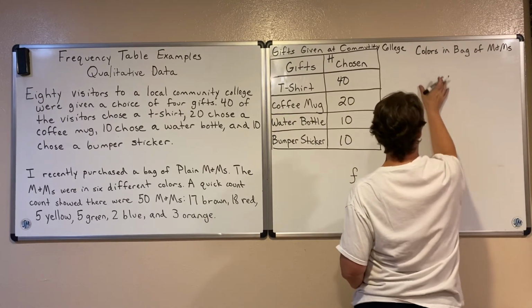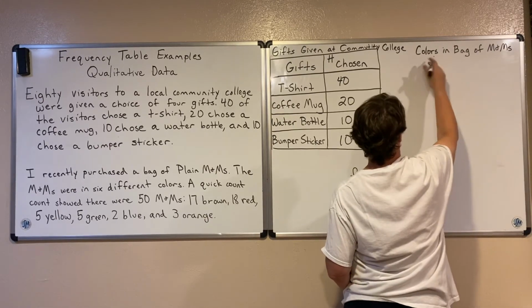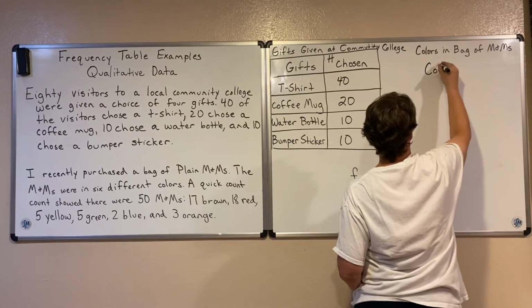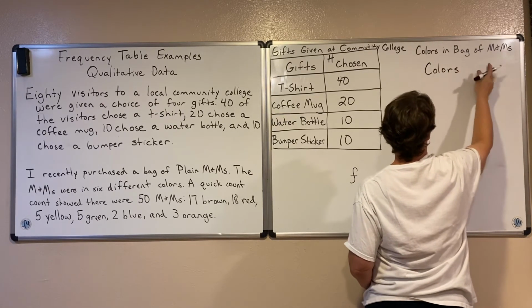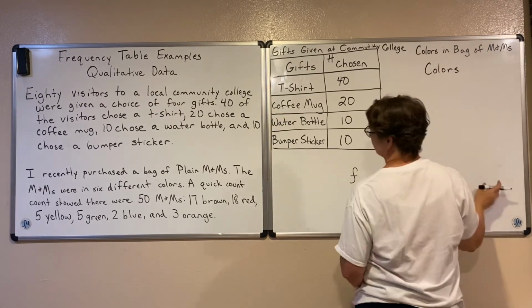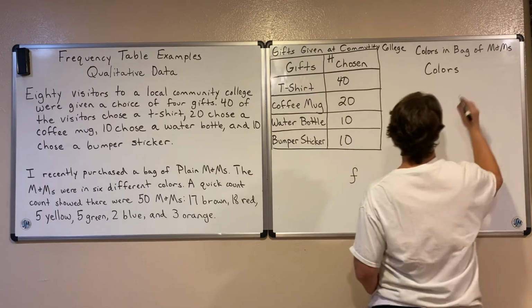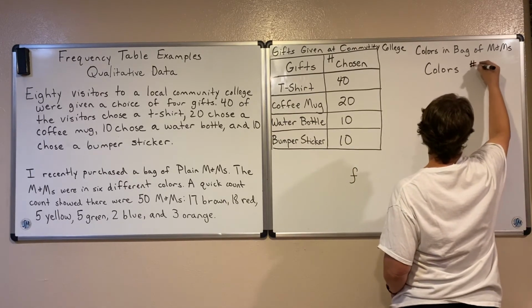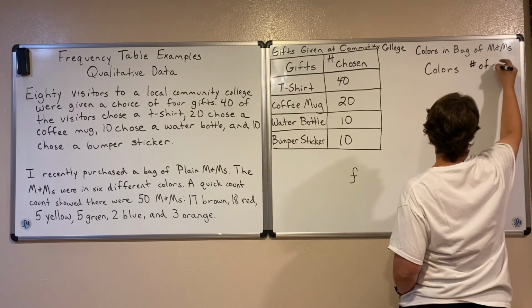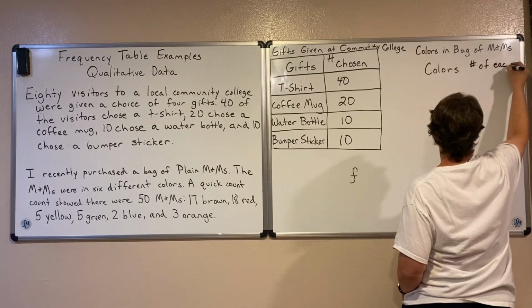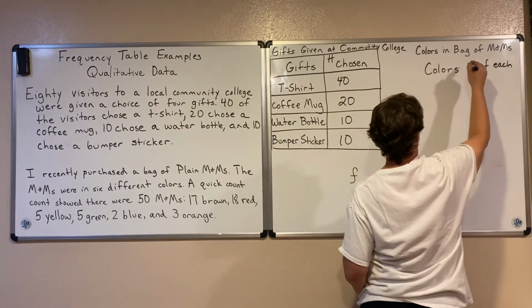So what is it I'm showing my readers? And then my categories are those colors. And then on this side are my frequencies. So how many of each? So number of each color, or just the F for frequency.